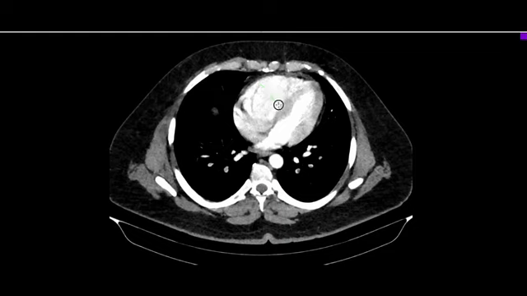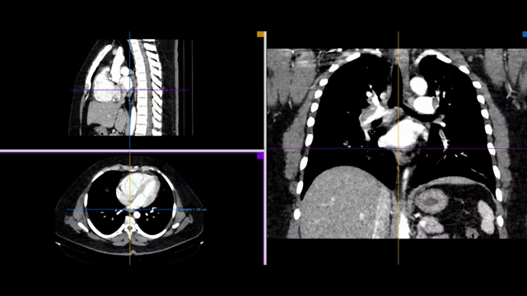If you take the transverse diameter, the short axis diameter of the right ventricle, and you compare it with the short axis diameter of the left ventricle, if the right ventricle is dilated as compared to the left ventricle, you say there is RV strain.